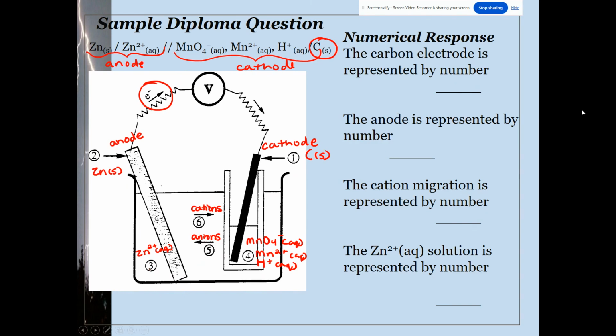So if we were to answer this question now, the carbon electrode was what we labeled as number 1. The anode was what we labeled as number 2. The cation migration, movement of cations, was number 6. And the zinc solution is right there at number 3. Okay? So if you have cell shorthand notation and a diagram, this is how you go about labeling it.